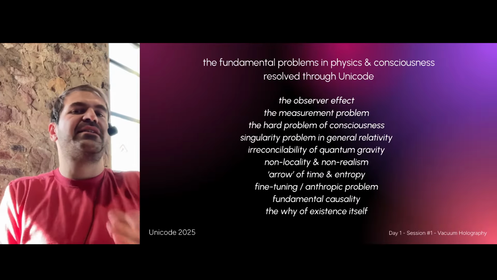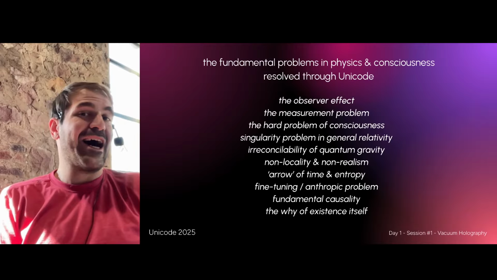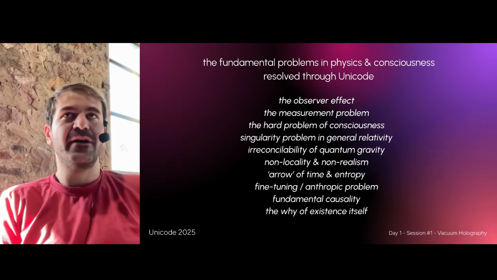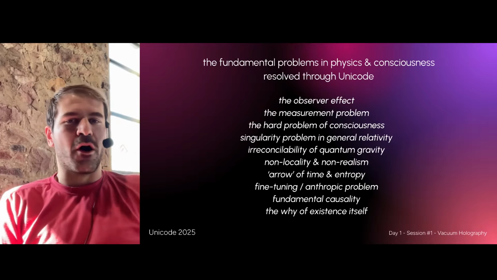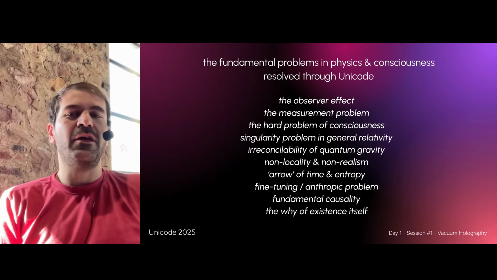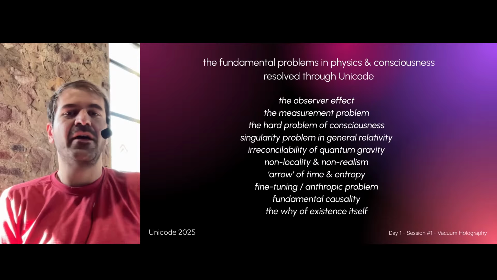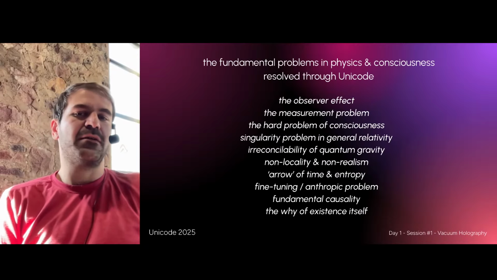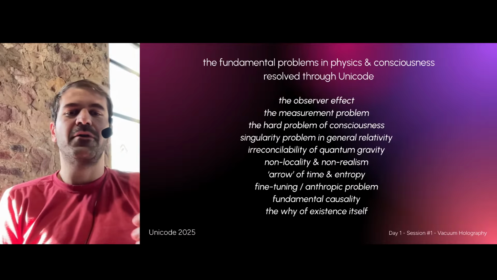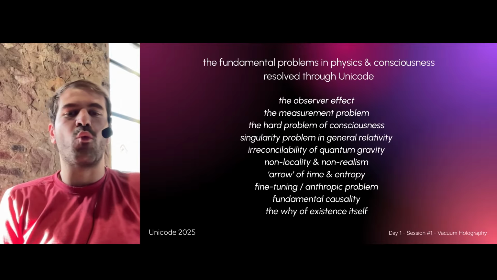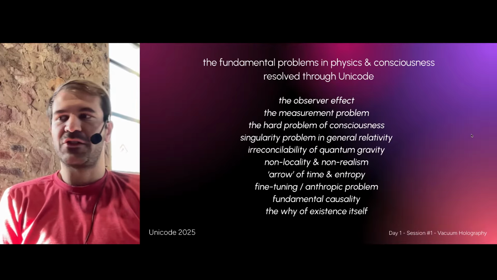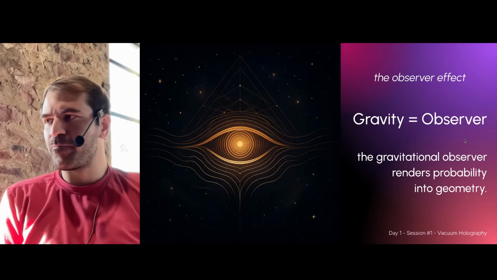So this is the list of what you could call the top problems in physics and consciousness. So you have the observer effect, the measurement problem, the hard problem of consciousness, the singularity problem in general relativity, the irreconcilability of quantum gravity, non-locality and non-realism, the arrow of time and entropy, the fine-tuning anthropic problem, fundamental causality, as well as the why of existence itself. All right, so let's dive in.